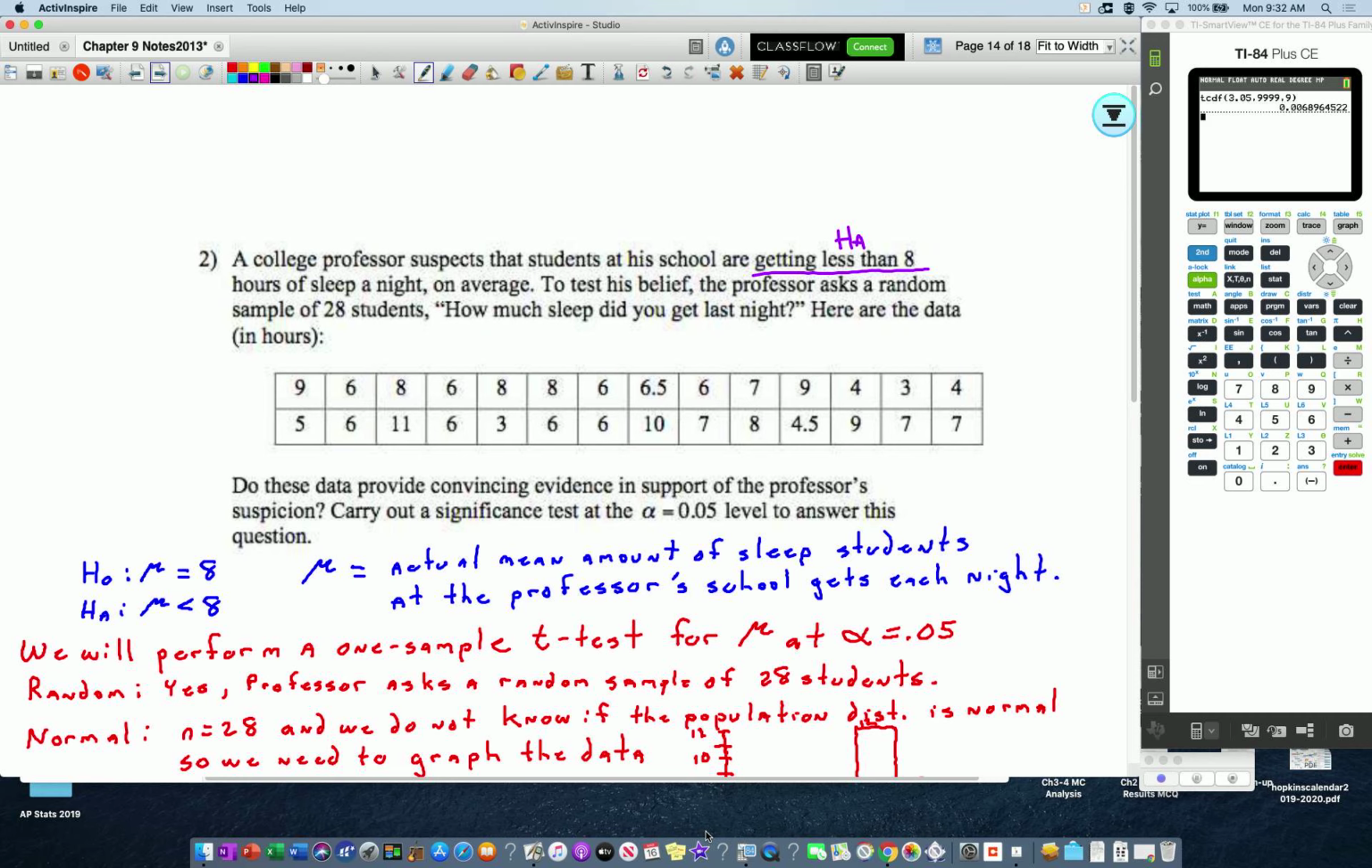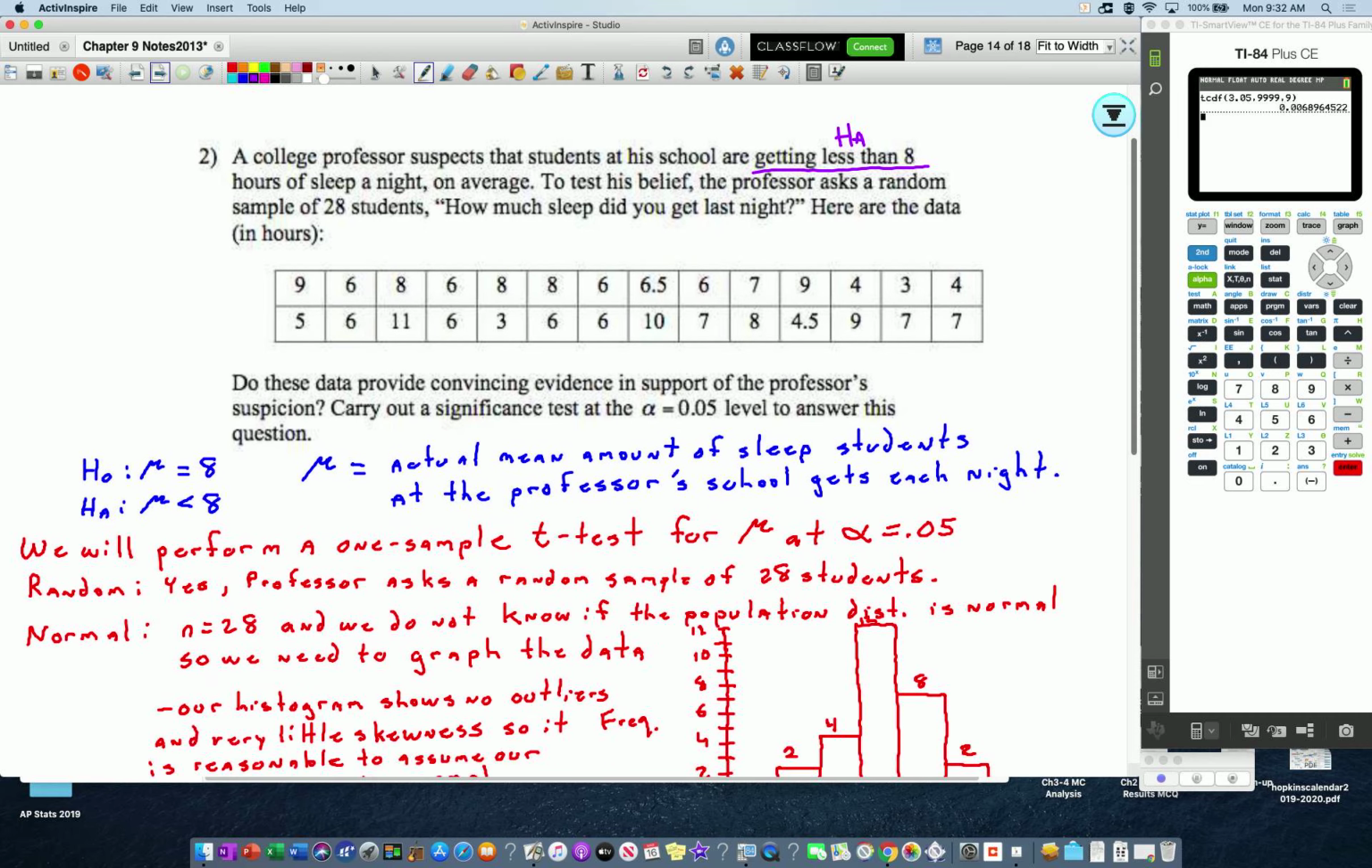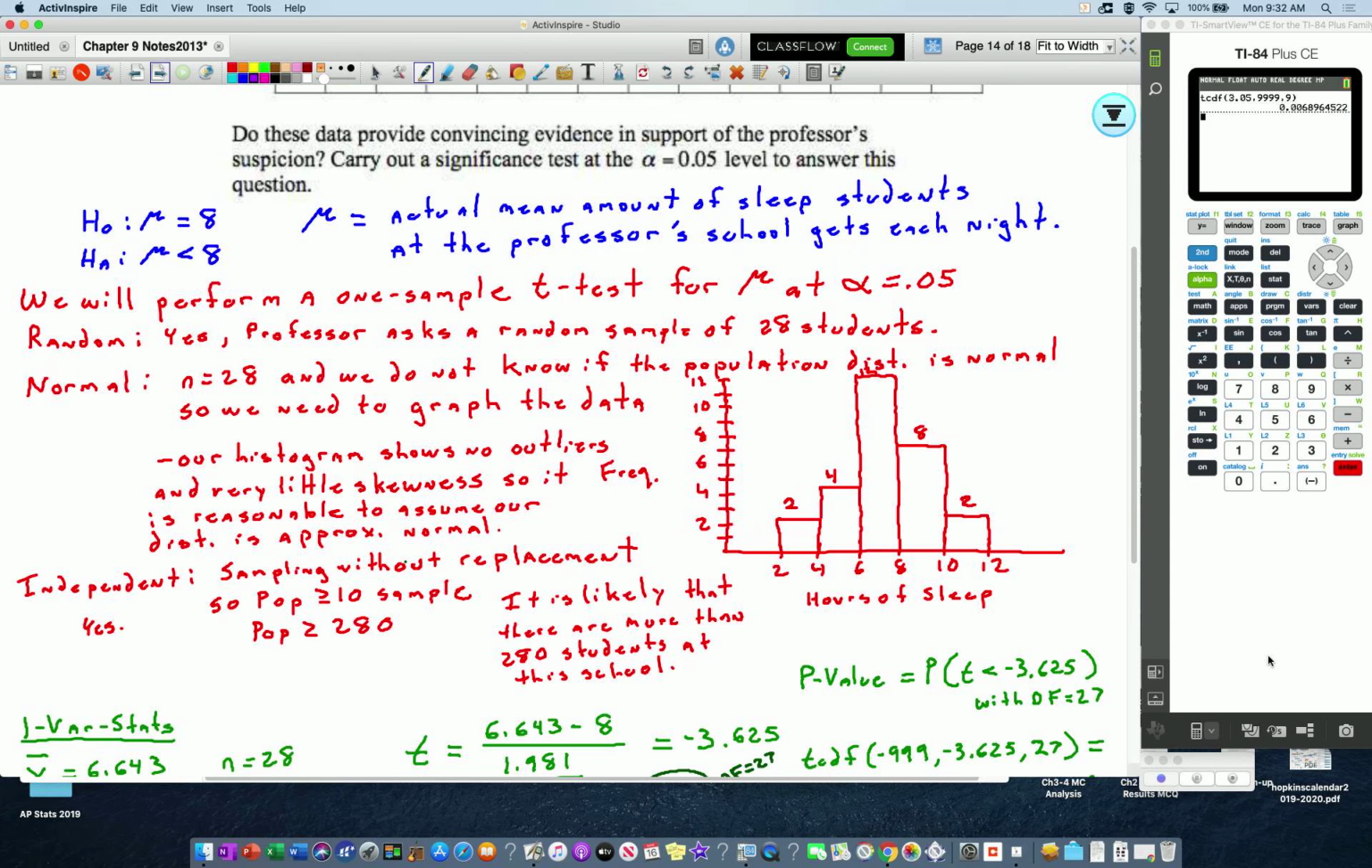Okay, all right, so again, when we get to the plan, what type of test are we doing? Well, we're doing a one sample t-test. It's for a mean, and it's at 5%. Is it random? Is it normal? Is it independent? So just like the last one, the professor took a random sample of 28 students. Is it normal? Well, 28. Why didn't the professor just ask 2 more students? We could have used central limit theorem here, but he didn't.